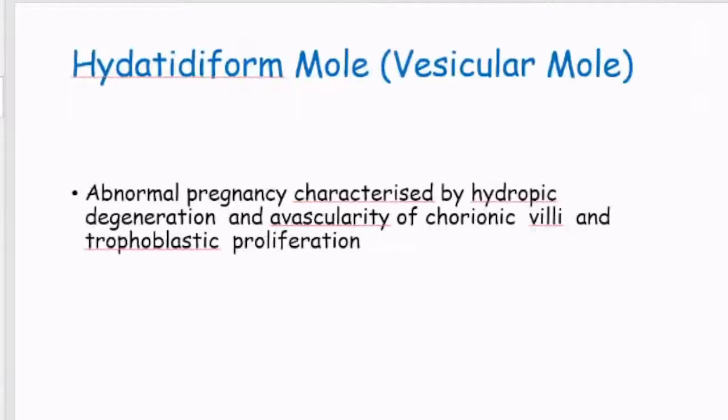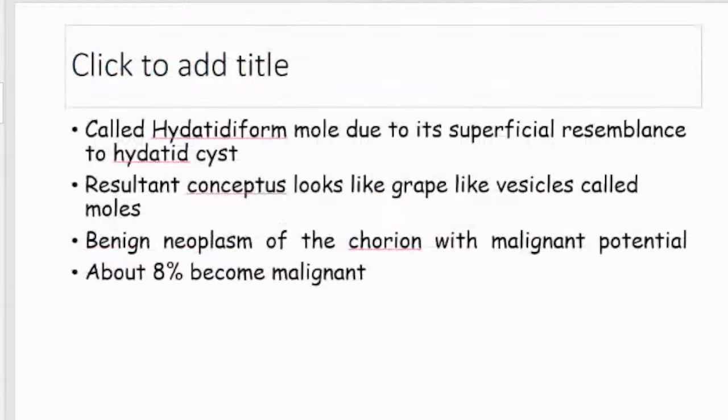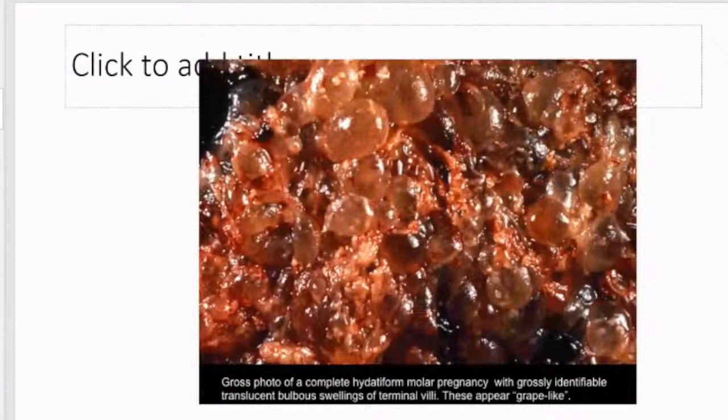Now, hydatidiform mole. These are words that you have to write down: hydropic degeneration and avascularity of the chorionic villi, and trophoblastic proliferation. This is what characterizes it and what makes it look like those grape-like vesicles. So it's a benign neoplasm of the chorion with malignant potential, and around 8% become malignant. So this is the molar pregnancy. You can see all the vesicular structures.